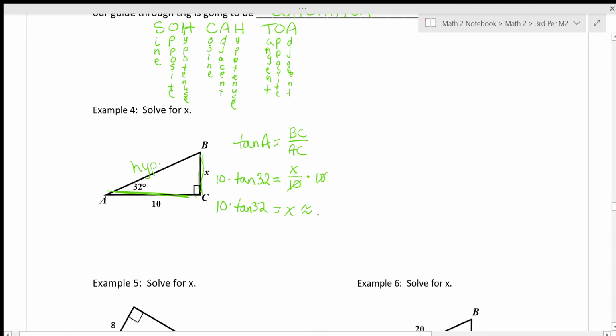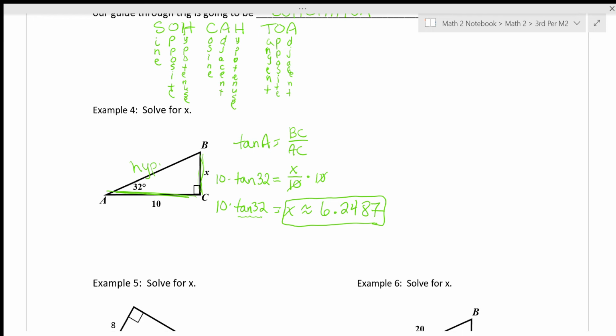So my approximate for x is 6.2487. I'm going to stick with 4 decimal places here, and that's what you should get for x. If you take this tan 32 and round it, you're not going to get the same answer for x because it will not be as accurate, because you will have rounded earlier. So don't round early.